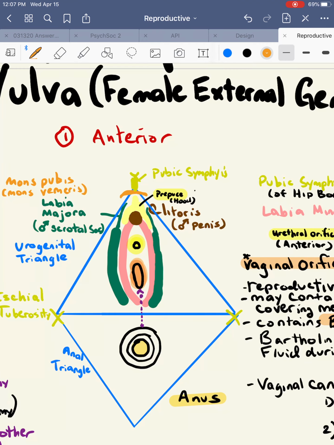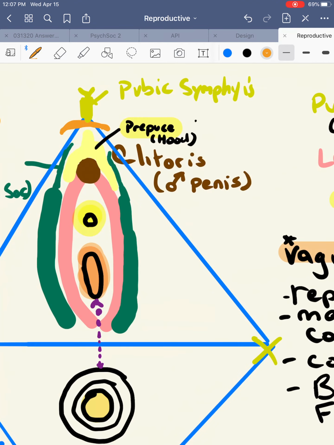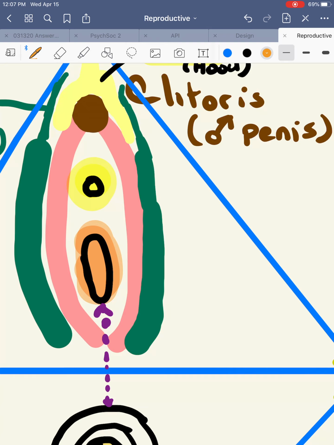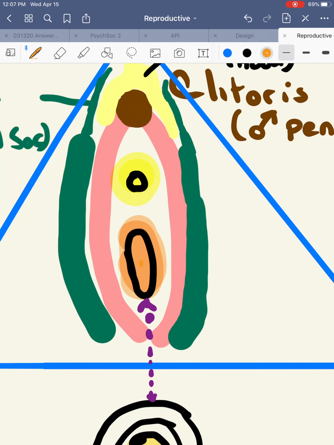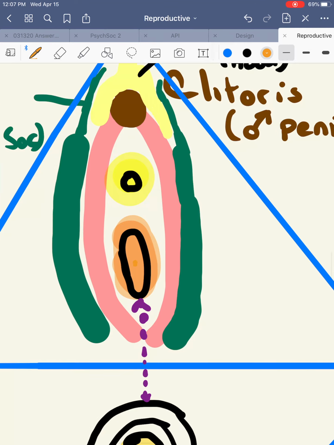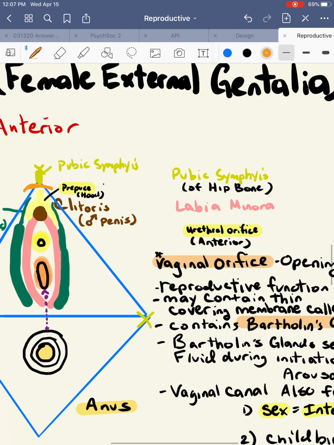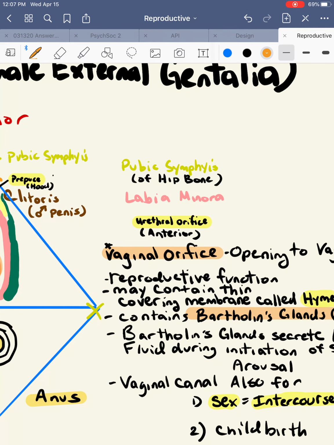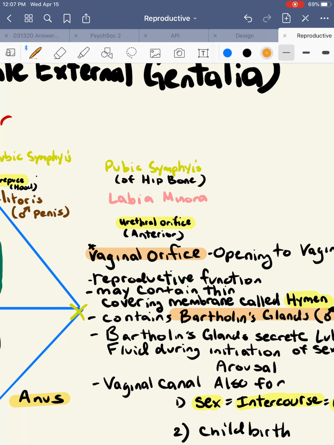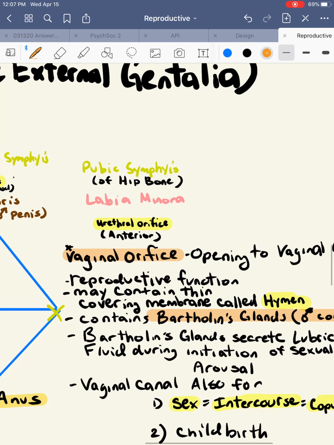The next part I want to talk about is the Bartholin's glands. If we go back to the vaginal orifice right over here, the vaginal orifice is an opening to the vaginal canal. So if I were to go into the page right over here, we're going to reach the vaginal canal. And inside that vaginal canal, we have a gland called the Bartholin's glands. The Bartholin's gland is a lubricating secretion. It is the reason why the woman gets wet during intercourse, right? It is that lubricating fluid that is secreted from the Bartholin's glands.